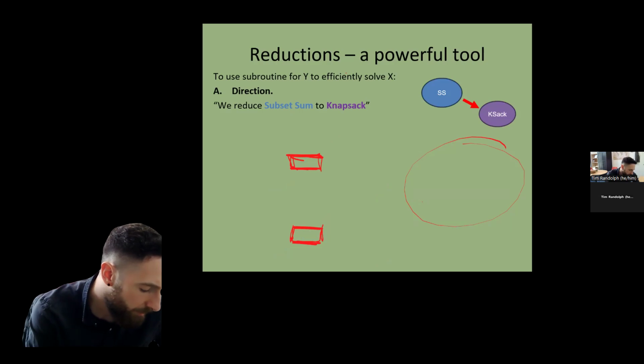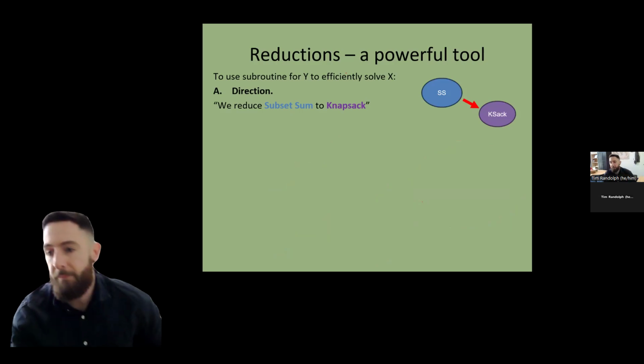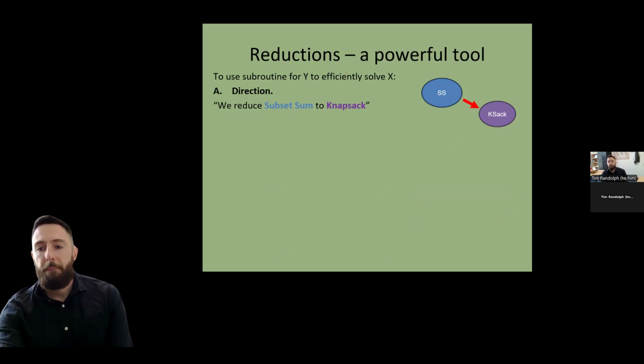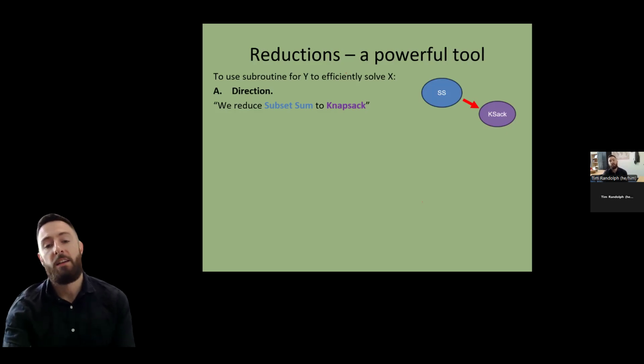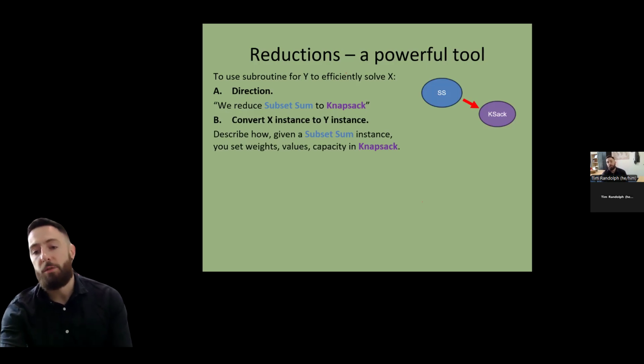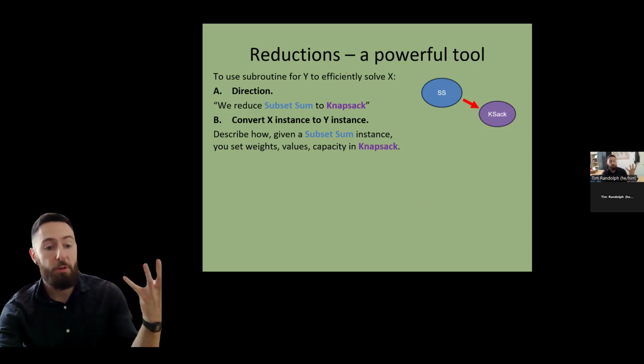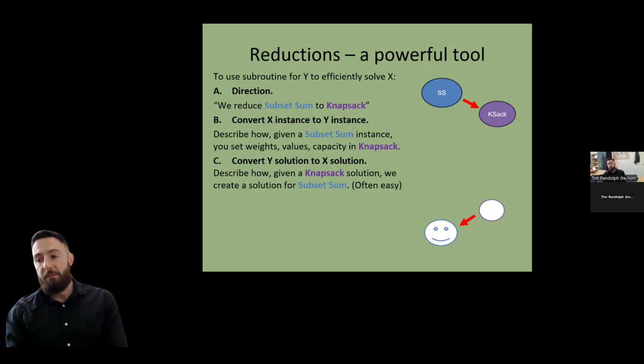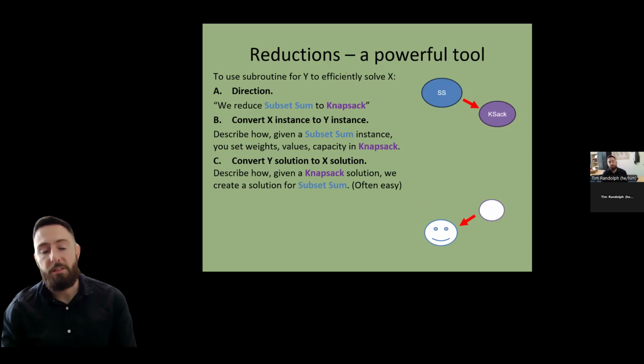So to summarize it and maybe abstract it a little bit, if we want to use a subroutine for problem Y, like knapsack, to efficiently solve problem X, like subset sum, first, I've got to make my direction clear. So I'm reducing the problem subset sum to the problem of solving knapsack. That's like saying, because I can solve knapsack, I can solve subset sum. Explain how to convert a subset sum instance to a knapsack instance. You should be able to do this for an arbitrary instance. Explain how to convert a knapsack solution back into a solution for subset sum.